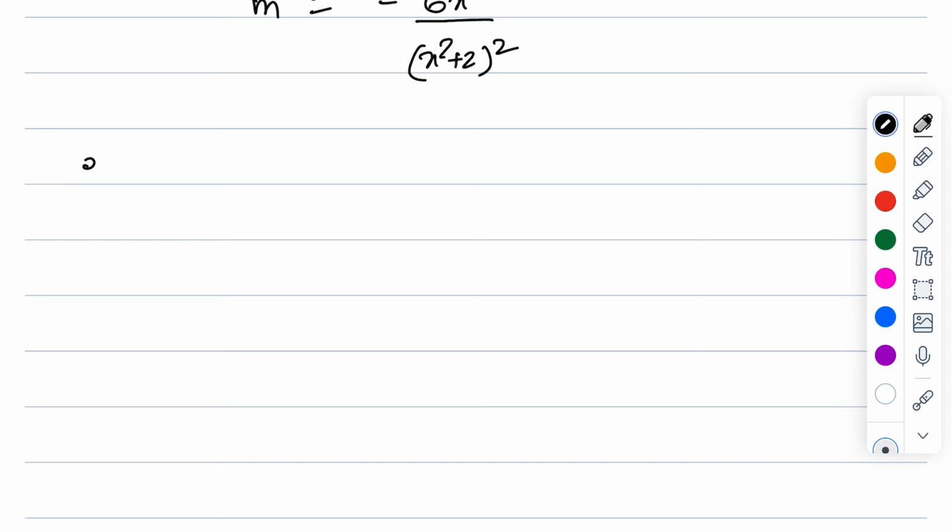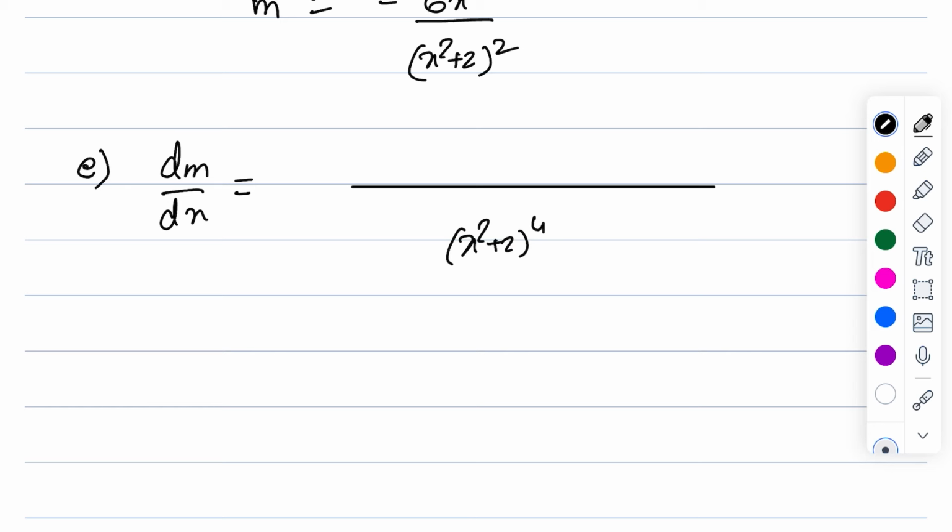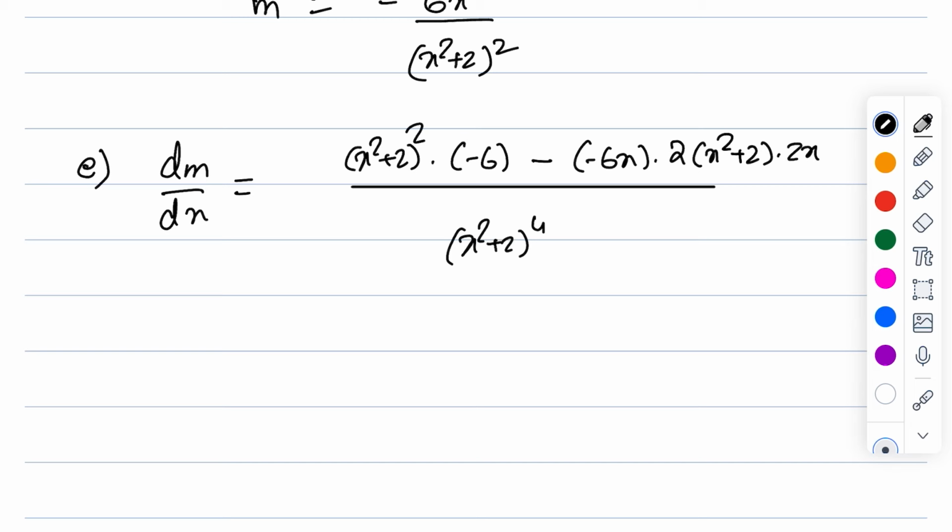So dM upon dx equals, do the quotient rule. The denominator (x square plus 2) whole square will become whole power 4. So x square plus 2 whole square times negative 6 minus negative 6x, then 2 times x square plus 2 and again 2x.